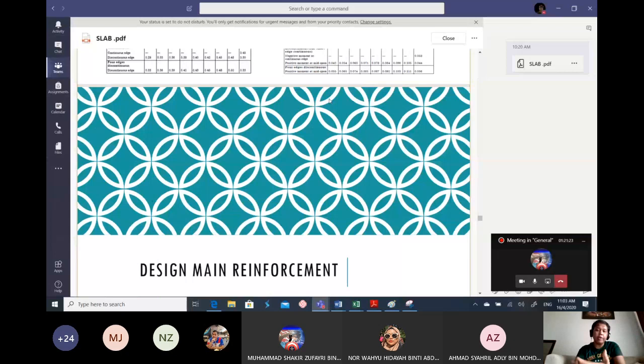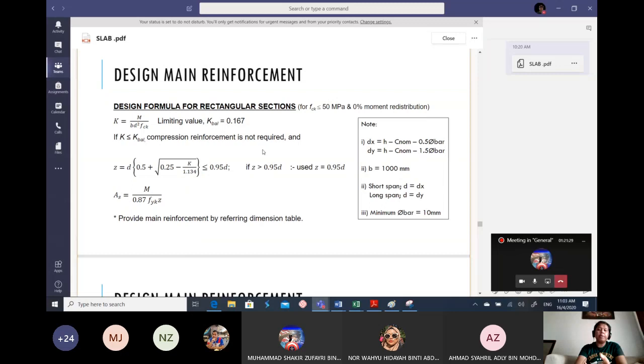Design reinforcement sama sahaja macam rectangular beam. Cuma biasanya, for slab, they don't have a doubly reinforced. Biasanya dia akan singly reinforced where the K is less than K balance, compression reinforcement is not required. So all those information here, I already give a note here.